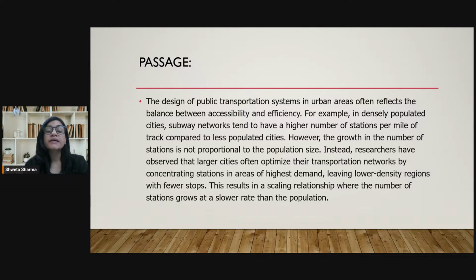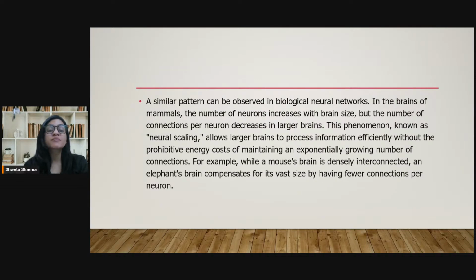This results in a scaling relationship where the number of stations grows at a slower rate than the population. So what we're talking about is a relationship which can be scaled, where the number of stations grows at a slower rate than the population itself. A similar pattern can be observed in biological neural networks in the brains of mammals. The number of neurons increases with brain size. So a larger brain will have more neurons.